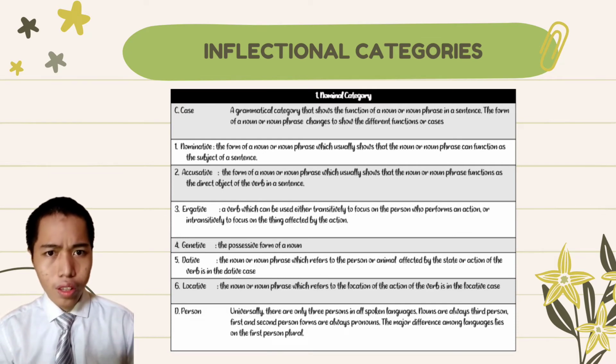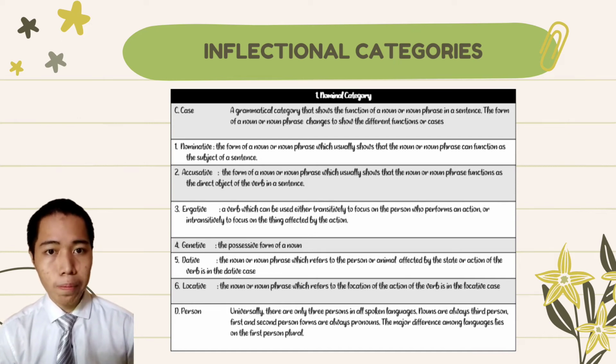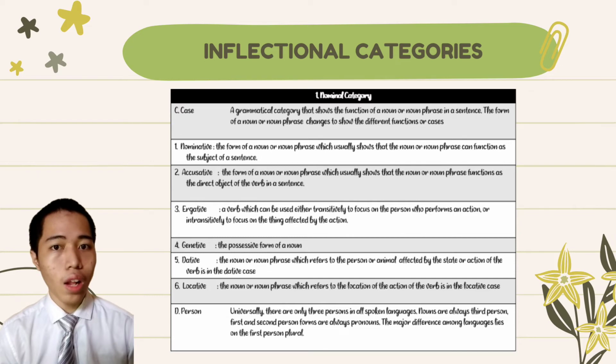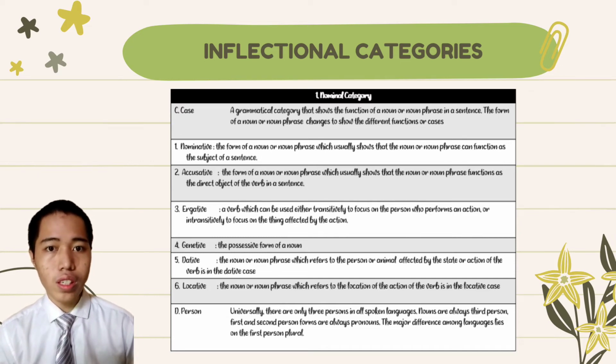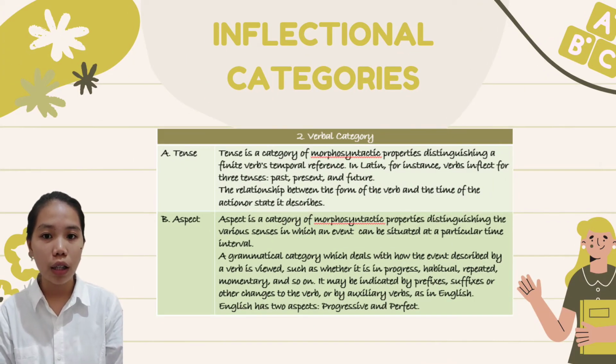The fourth way of nominal category is person. Universally, there are only 3 persons in all spoken languages. Nouns are always third person. First and second person forms are always pronouns. The major difference among the languages lies in the first person plural.